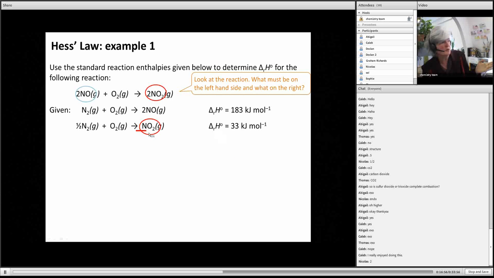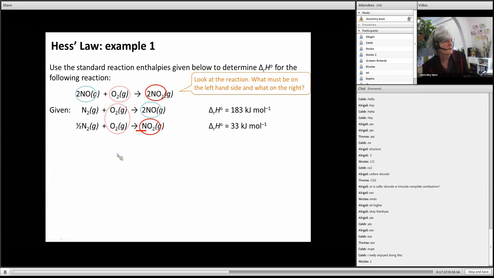The NO, I've got 2 NOs there. Now, I've got the same amount of NOs, but they're on the wrong side. Where I want it to be is on the left-hand side. Where I'm given it, it's on the right-hand side, which means I have to reverse the equation, which means I have to reverse the sign. Okay, and oxygen is all on the left-hand side over here. When we reverse, it'll change, but we'll just leave that last.